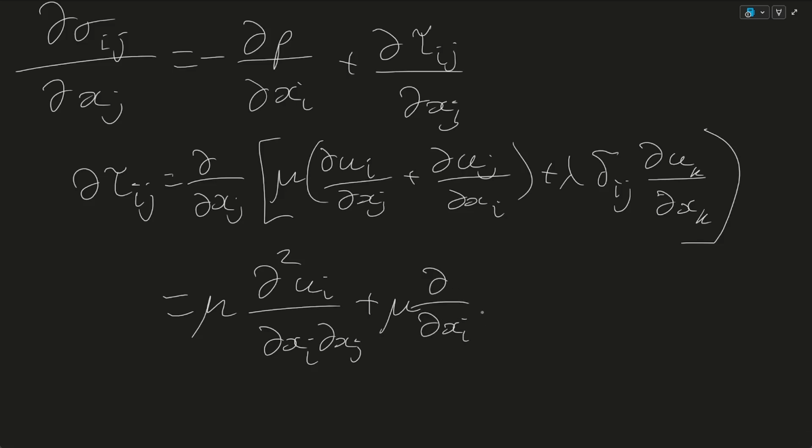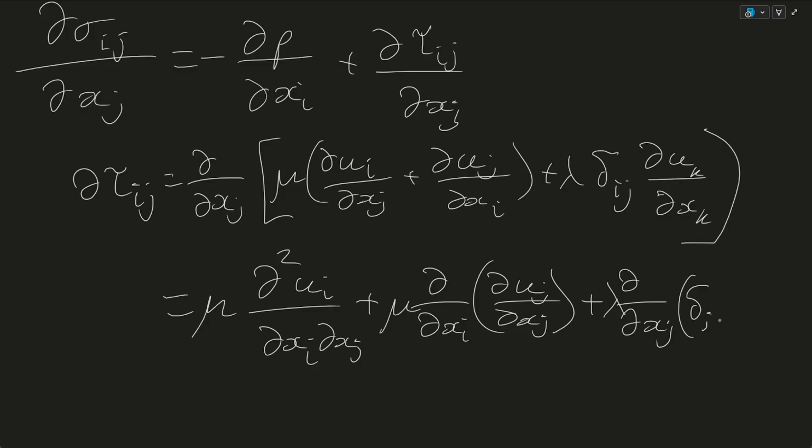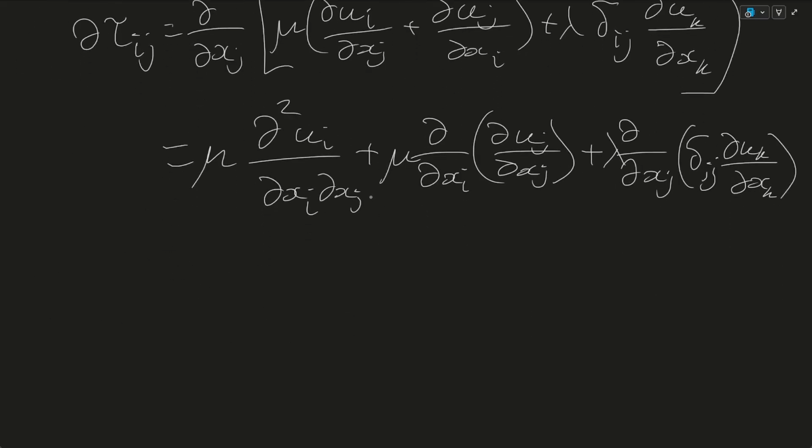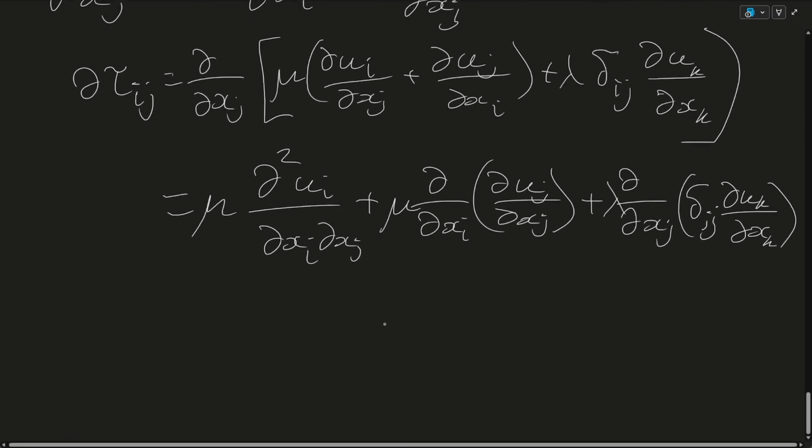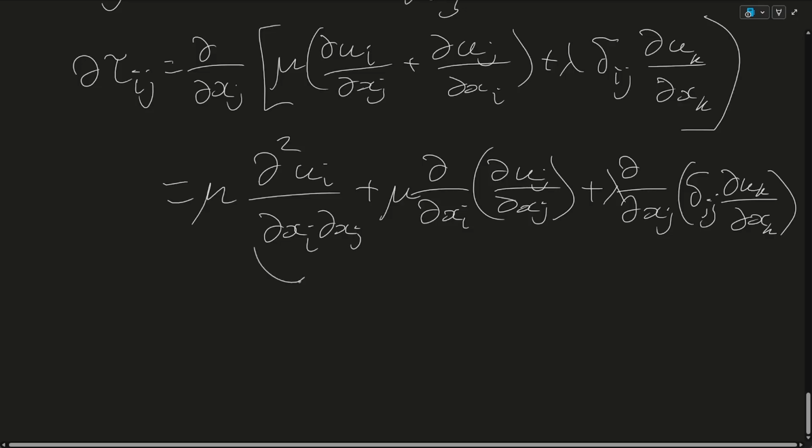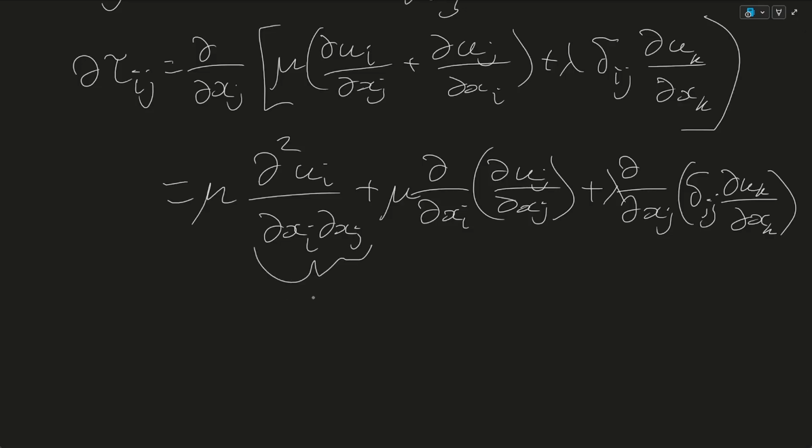Mu times the x partial of this over xj plus lambda times, oh no, I don't want to run out of space, natural xj times that delta ij partial uk with respect to xk. Okay, it fits. Now this again is a bit of a messy thing, but we can make sense of these terms. So this is simply the Laplacian, which is del squared u sub i.